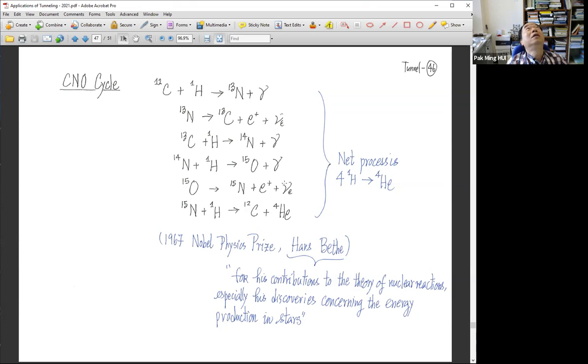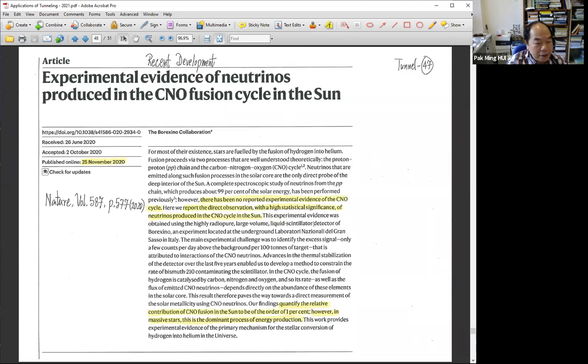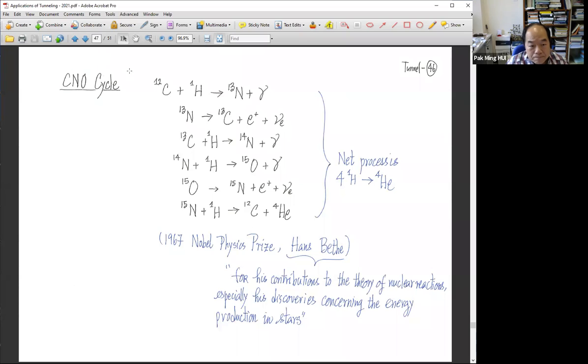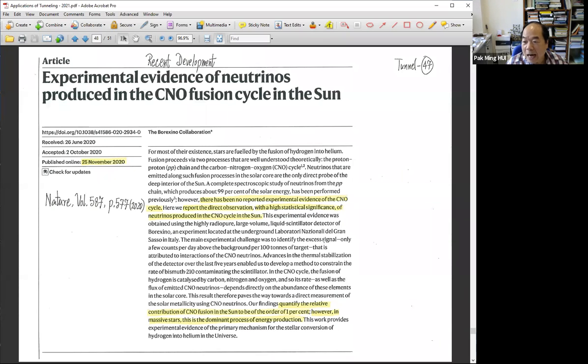Hans Bethe was a student of Sommerfeld and a postdoc of Pauli. And he himself has many famous contributions to nuclear physics using quantum mechanics. The latest situation is a very recent paper in Nature, late November 2020. Here's the abstract. This collaboration, for the first time, claims they have seen evidence of this particular cycle even occurring in our sun.